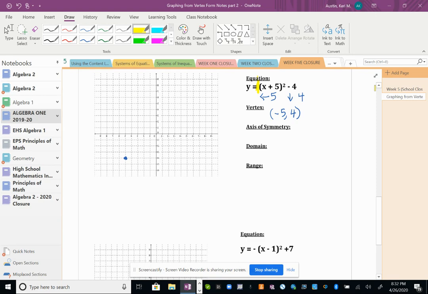It's not negative. So I'm going to go to the vertex and I'm going to walk over 1, go up 1. Walk to the left 1, go up 1. Go back to the vertex. What's the next pattern? Walk over 2. What's 2 squared? 1, 2, 3, 4.